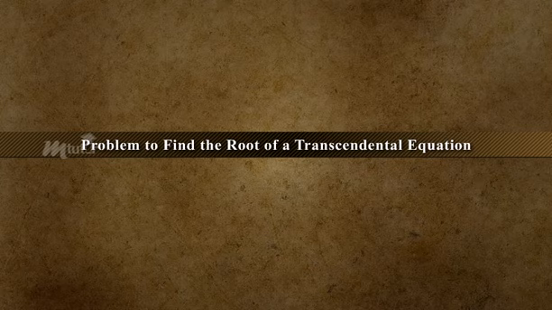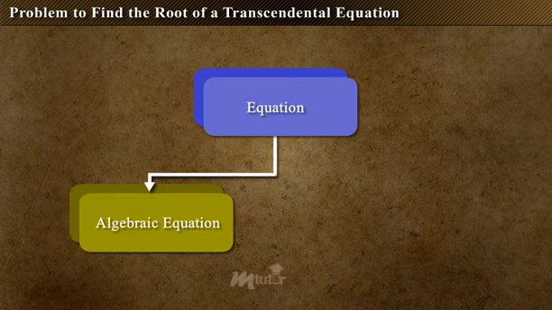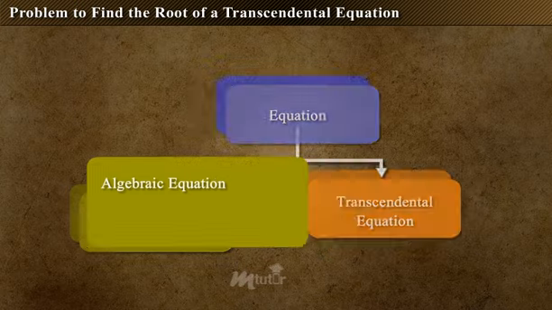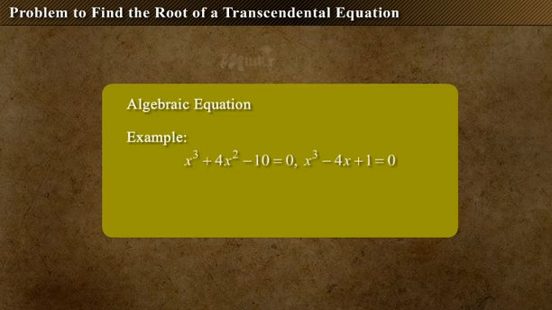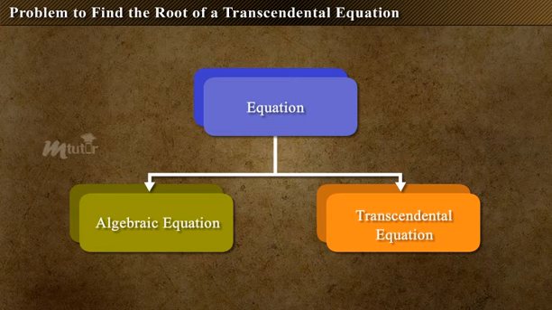Problem to find the root of a transcendental equation. The equation we choose in bisection method may be an algebraic equation of degree n, or it may be a transcendental equation. An equation which contains algebraic terms is called an algebraic equation. An equation which contains trigonometric ratios, exponential functions, or logarithmic functions is called as a transcendental equation. In this lesson, let us discuss a problem to find the zero of a transcendental equation.